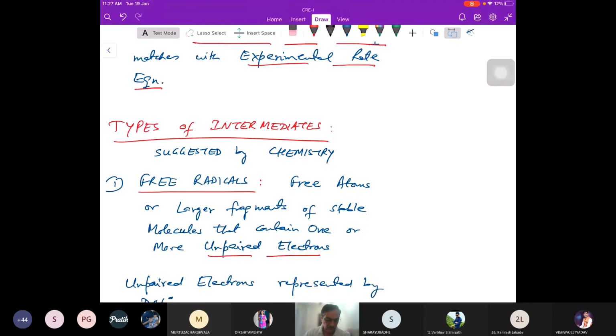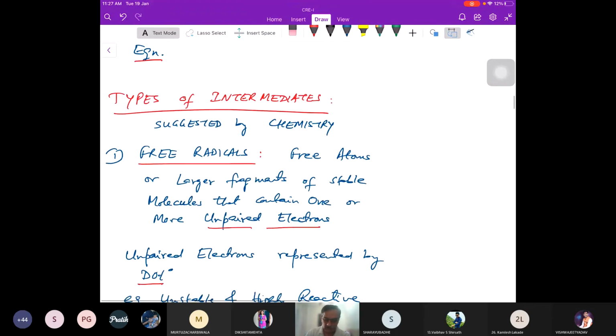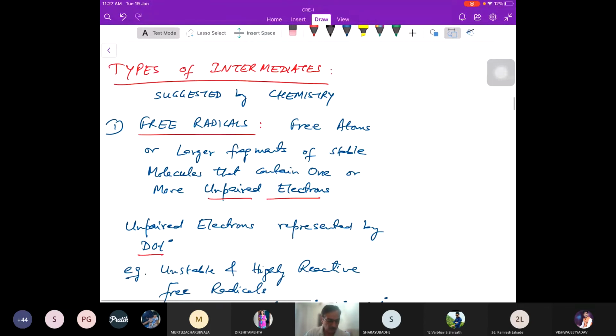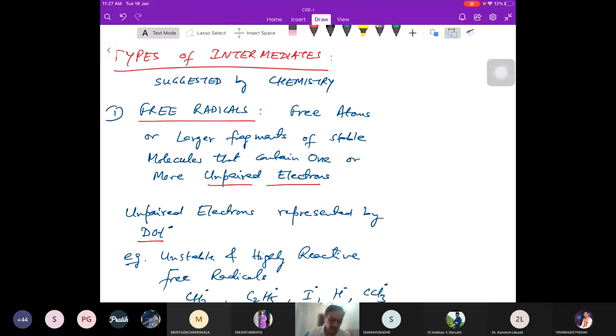Okay, so types of intermediates, they are based on chemistry. This आपने पढ़ा हुआ है, nothing new. One is free radicals, which is free atoms or larger fragments of stable molecules that contain one or more unpaired electrons. What is unpaired electrons?